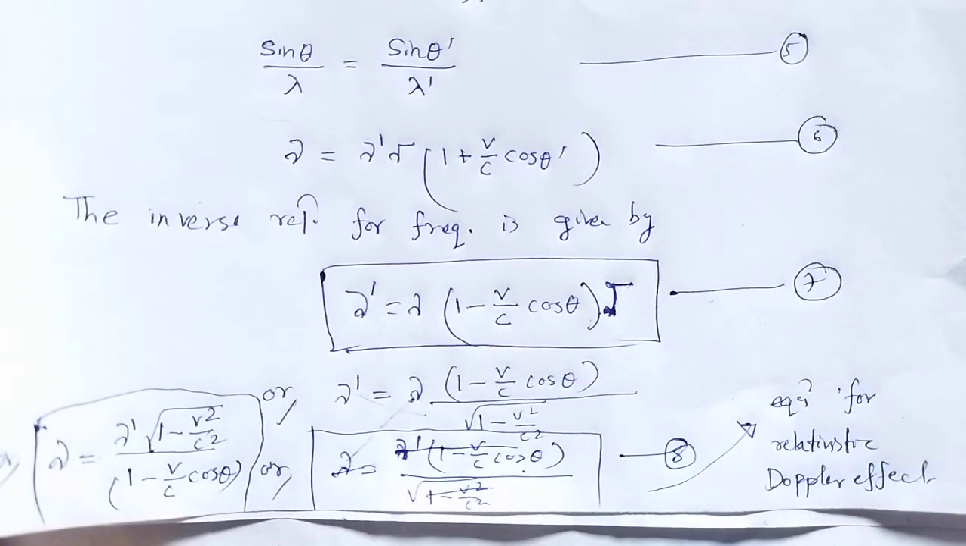Now we have to study its cases of Doppler's effect. Since there are two types of Doppler effect, one is longitudinal Doppler effect and another one is transverse Doppler effect. So in which type of Doppler effects do we find the relativistic Doppler effect? There are various conditions, like longitudinal Doppler effects.